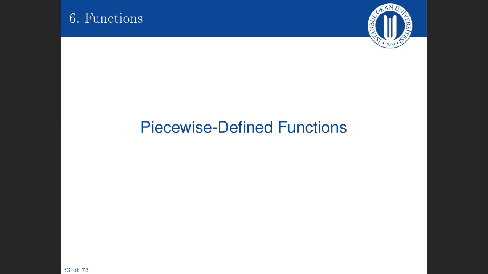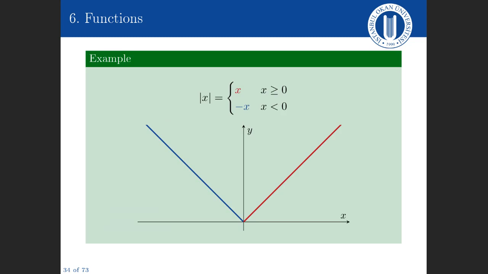Next, I want to talk about piecewise defined functions. Sometimes we can use different formulae on different parts of the domain. For example, the absolute value function is defined to be equal to x if x is a positive number, but it's defined to be equal to minus x if x is a negative number. And the graph looks like this.